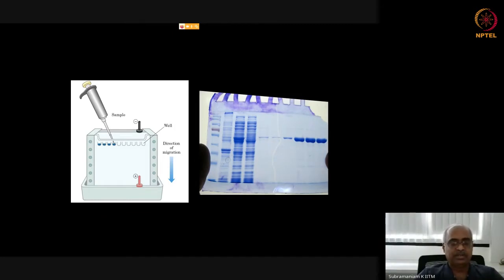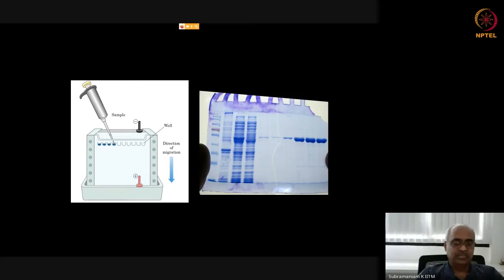Then you keep it in a tank where you have the buffer added. Then apply electricity. You'll have electrodes on either side of this rectangular tray. When you apply electricity, you have the current passing through the gel, and if you have added a mixture of DNA, it gets separated. So that is the simplest one.